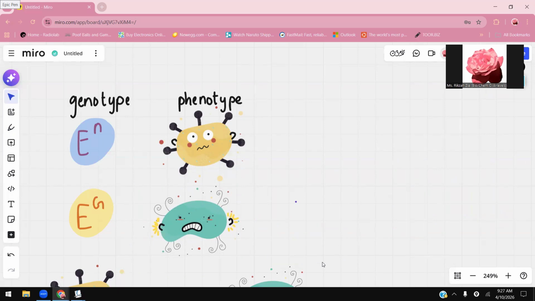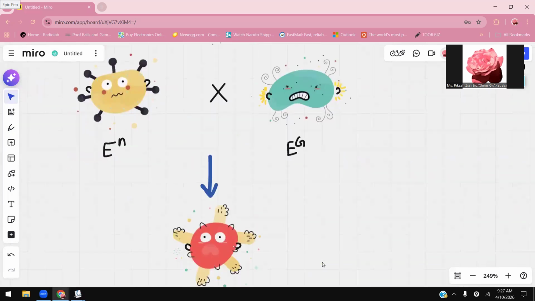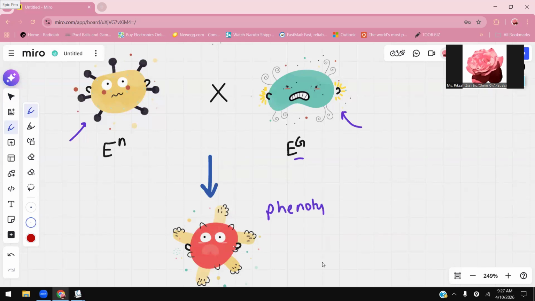But what if I cross these two species? What is the phenotype of their offspring going to be then? So let's do a tiny experiment. Let's say I cross this bacteria right here with a bacteria that has this genotype, and obviously they're going to have glowing ears. Now, what is the phenotype of their child, of the offspring?